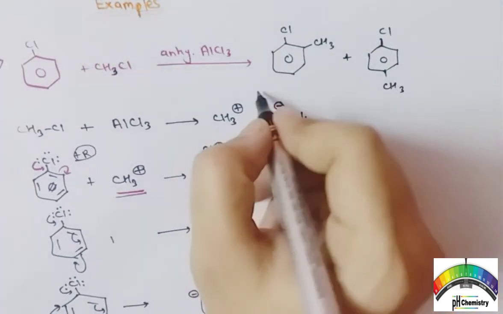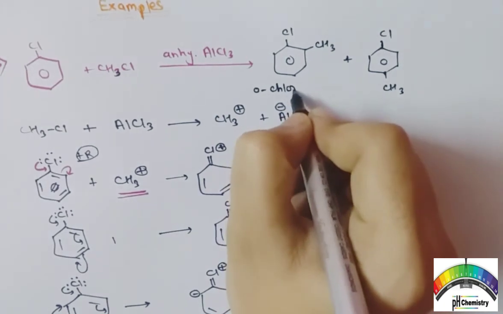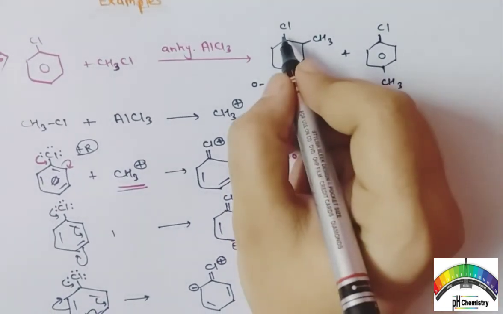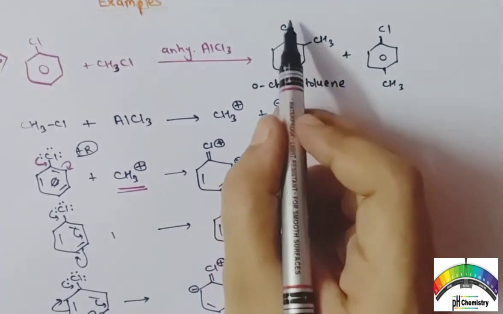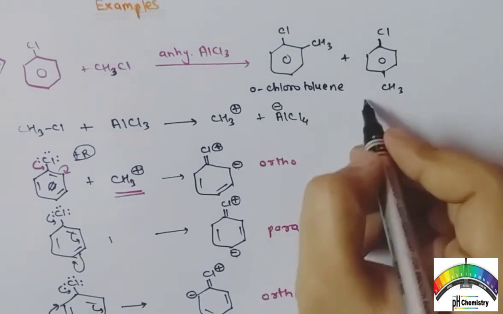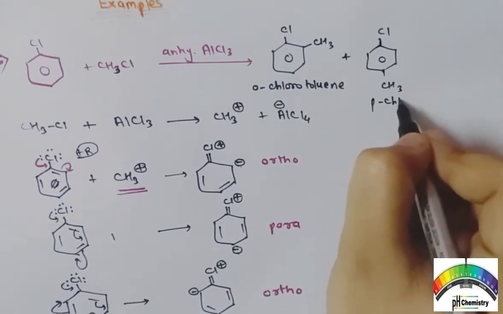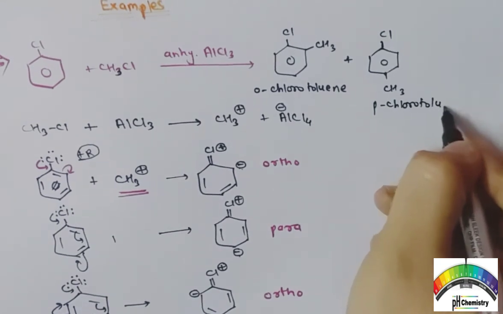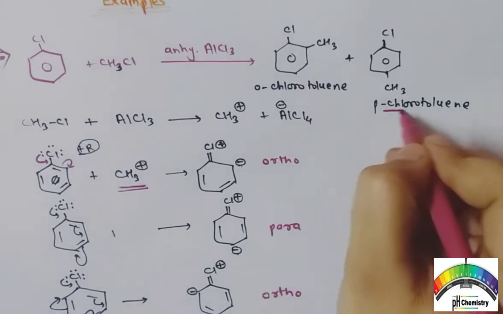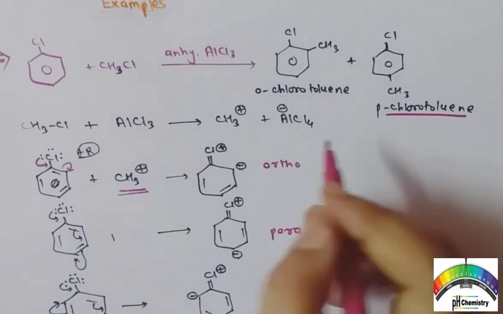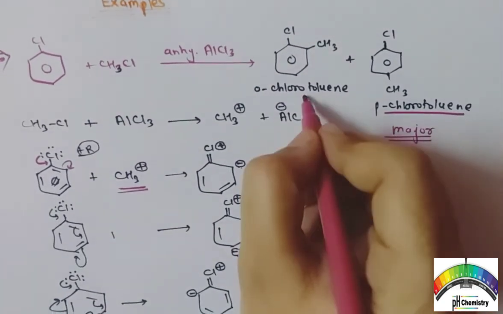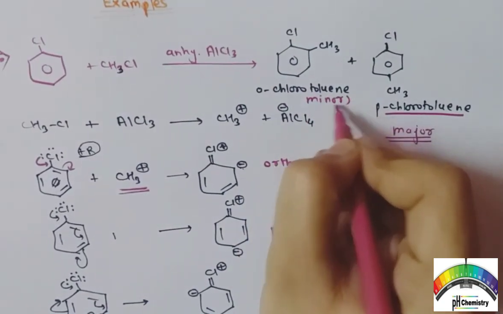So the name of this is orthochlorotoluene, as chlorine is present at the ortho position and benzene ring attached to CH3 is known as toluene, and this is parachlorotoluene. So which will be the major product in this reaction? Always parachlorotoluene will be the major product because of steric hindrance. So it will be the major product in this reaction, and this will be the minor product in this reaction.